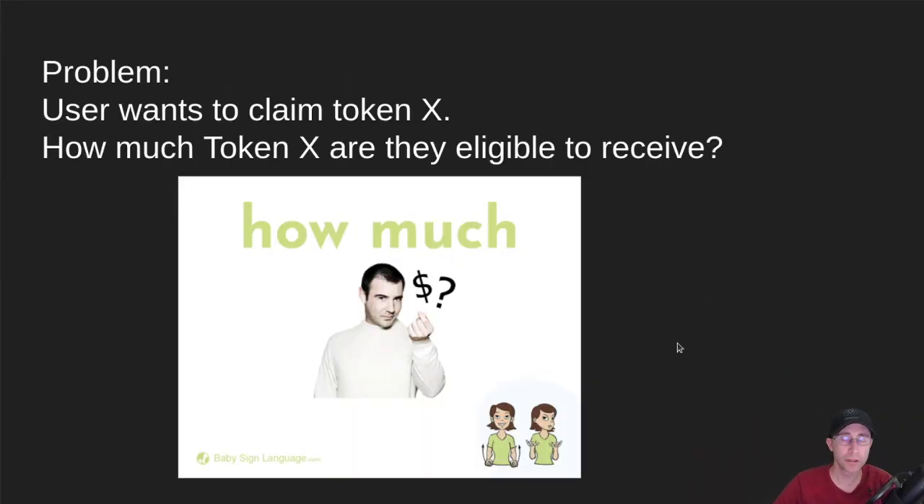So you may have heard that DripDropz has implemented a new curve for the drop parameters. The problem this is designed to solve is, in general, a user comes to DripDropz, they want to claim token X. How much of token X are they eligible to receive?